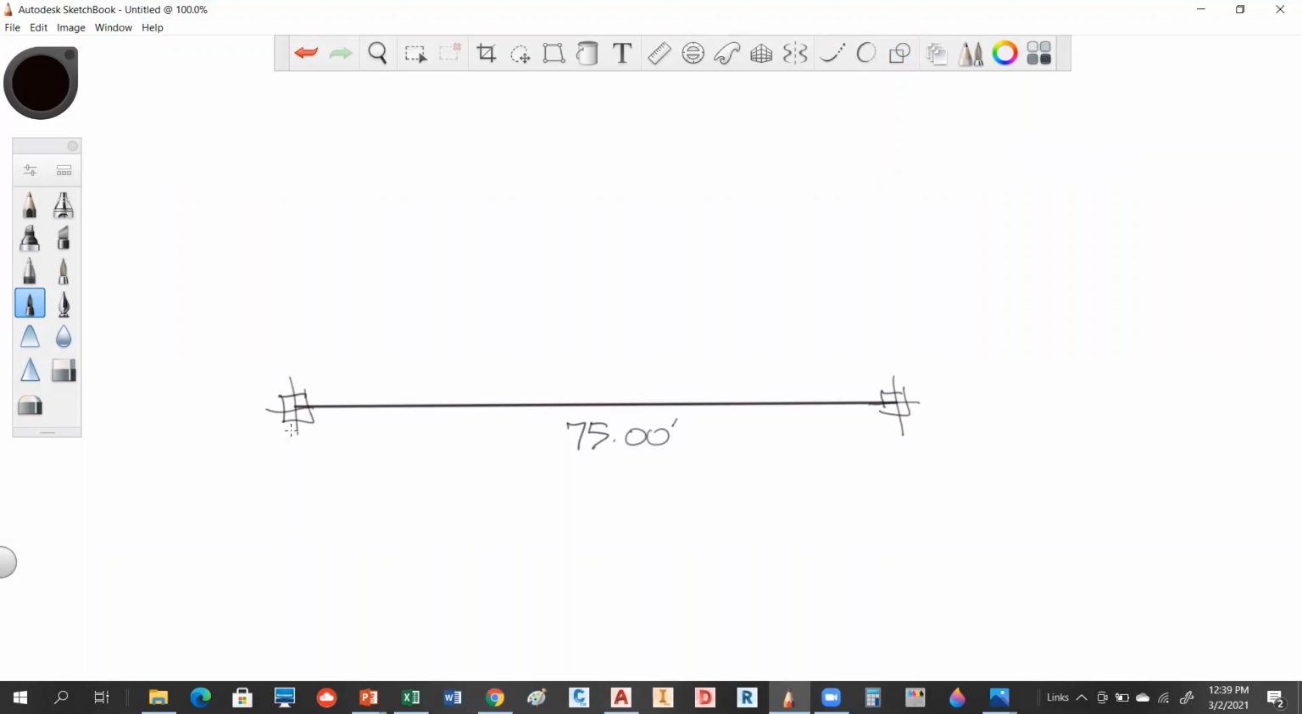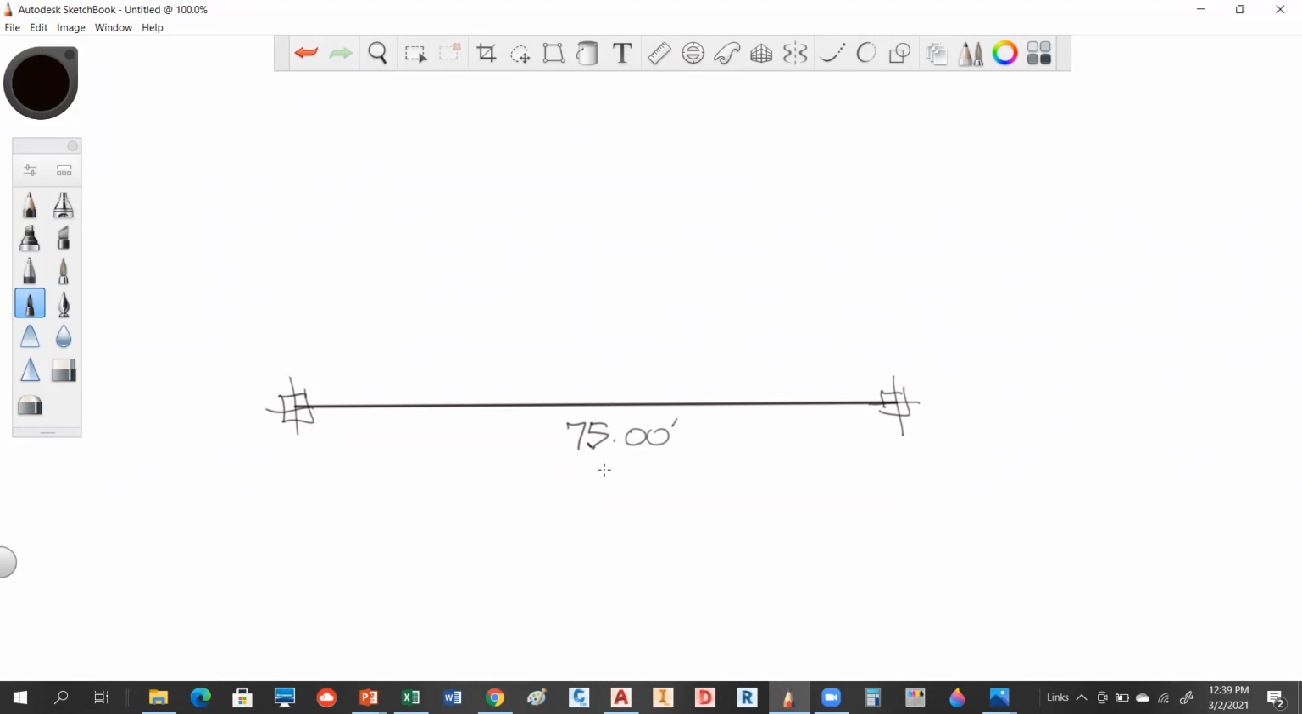So what we're doing is a layout, okay? We're not worried about the direction here. I'm just going to point and say, make sure you go out this way 75 feet. Now, when I say 75 feet, I'm implying that it's 75 feet measured horizontally, okay? That's the beauty of the total station. It will give you the horizontal distance.